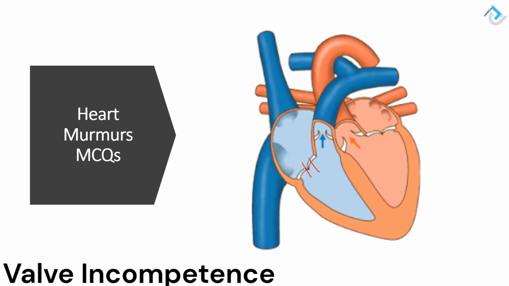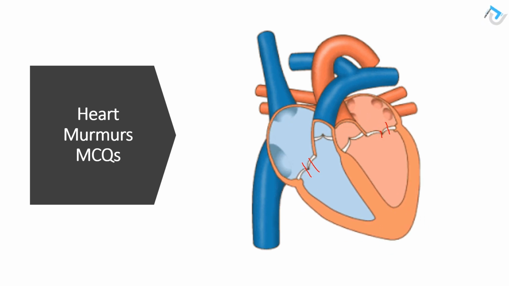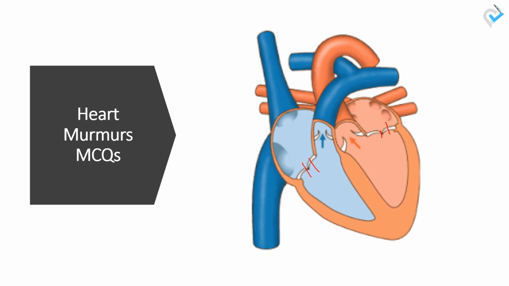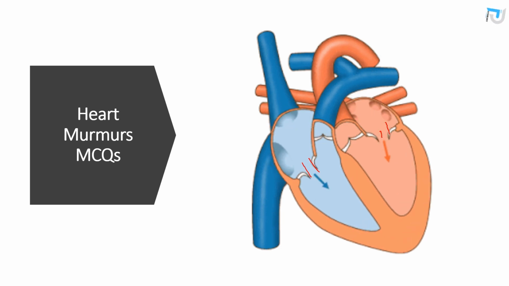Valve incompetence means the valve is not closing properly, and that causes the blood to flow back from the ventricle to the atrium during systole. So mitral regurgitation and tricuspid regurgitation will be associated with systolic murmurs.